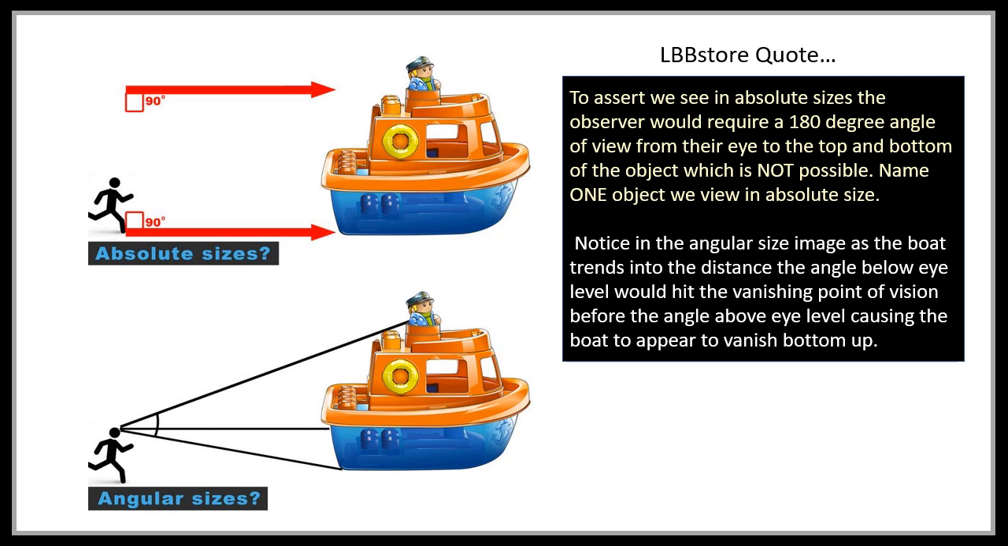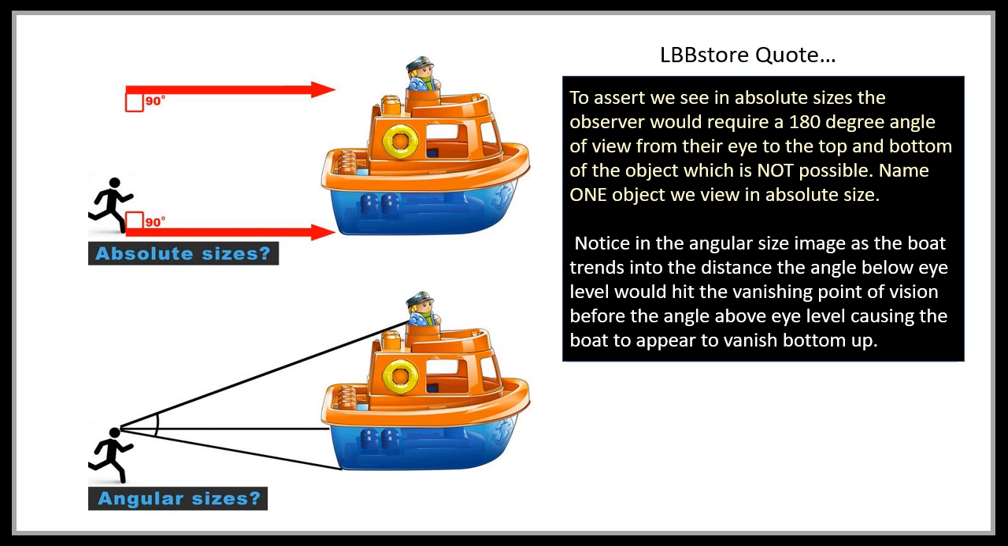To assert we see in absolute sizes, the observer would require a 180-degree angle view from their eye to the top and bottom of the object, which is not possible. Name one object we view in absolute size. You know, why are flat earthers saying this all the time? Nobody is asserting that we see in absolute sizes. I'm sorry, this is a false claim.